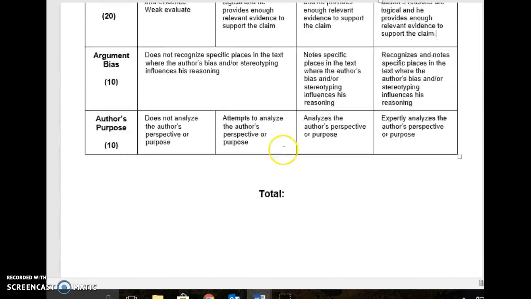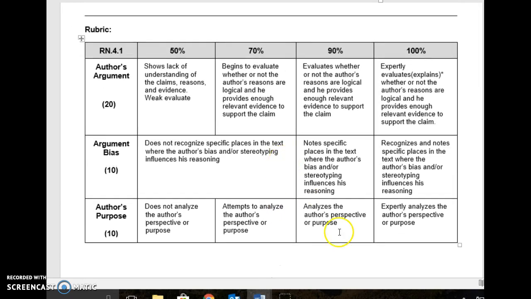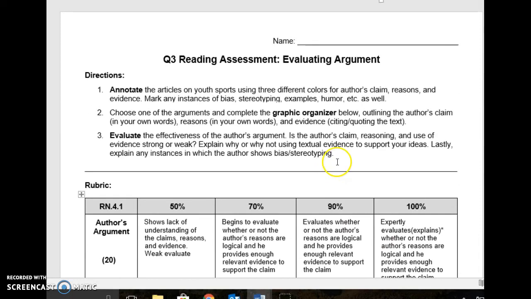Last part of your grade is on the author's purpose. Can you find one thing that the author does to distinguish their argument? One thing that shows their perspective or shows their purpose. Maybe it's something personal, maybe it's something professional. What's one extra thing the author does to make their argument unique? That is all the information I can even think to give you for your reading assessment today.